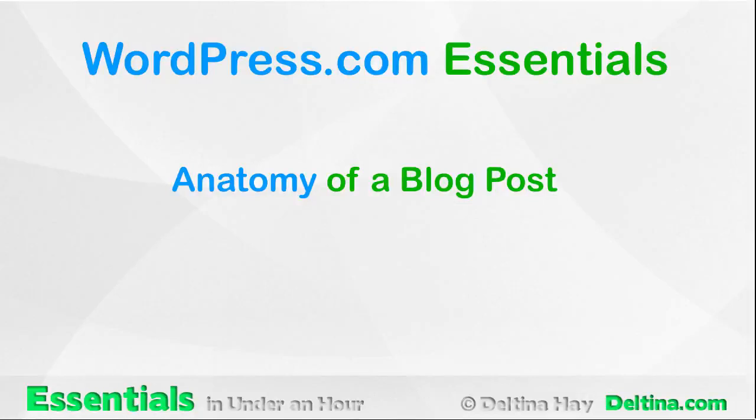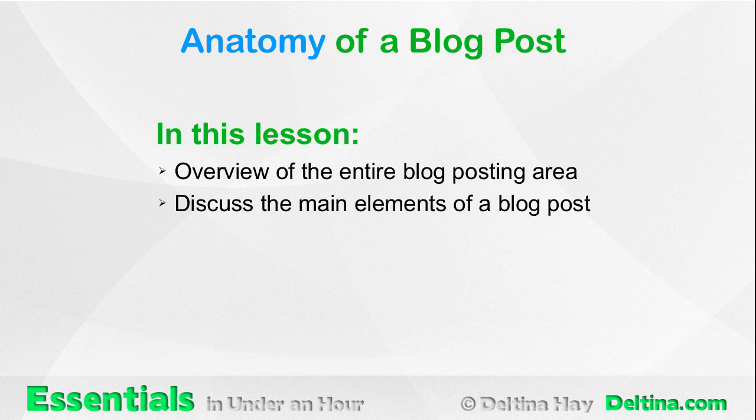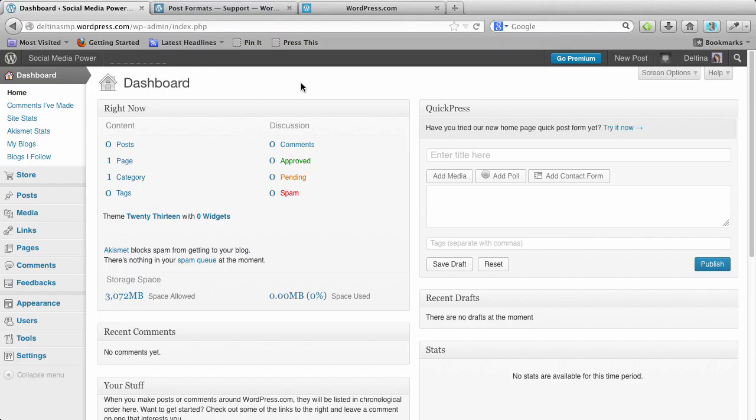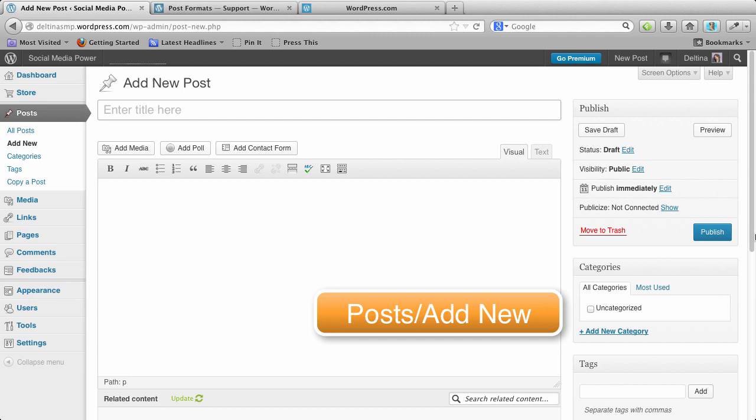In this lesson, we discuss the anatomy of a blog post. Specifically, we're going to have an overview of the entire blog posting area and discuss the main features of a post. Start by going to your dashboard. From your dashboard, go to Posts, Add New, and what I'm going to do in this lesson is go through the main elements or sections of the blog posting area.